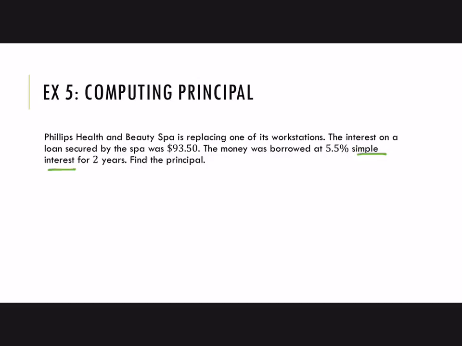clues us in as to an equation we could use. And we need to make sure that it also includes the variable that represents the thing we're trying to find. Alright, so simple interest is I equals PRT, and it does have the P in there, which represents principal, and that's the thing that we need to find. Alright, so we need a quick review of algebra in order to figure out how to solve for principal.